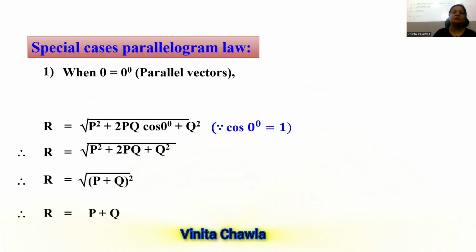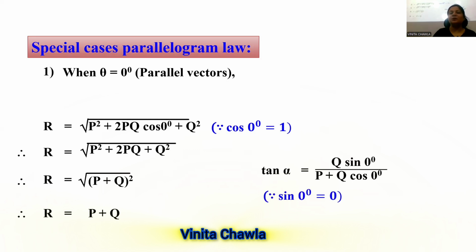Okay, so if cos 0 degree is 1, it becomes 2PQ only, and we can apply the algebraic identity here, A plus B whole square. So we get this. We'll simply add the magnitudes of the two vectors if they are parallel. And what about the angle? Because sine 0 degree is 0, tan alpha is 0. And what is the value of alpha? It's 0 degree. So what will the resultant vector be? If two vectors are parallel, then the resultant vector will also be in the same direction, aligned, right?